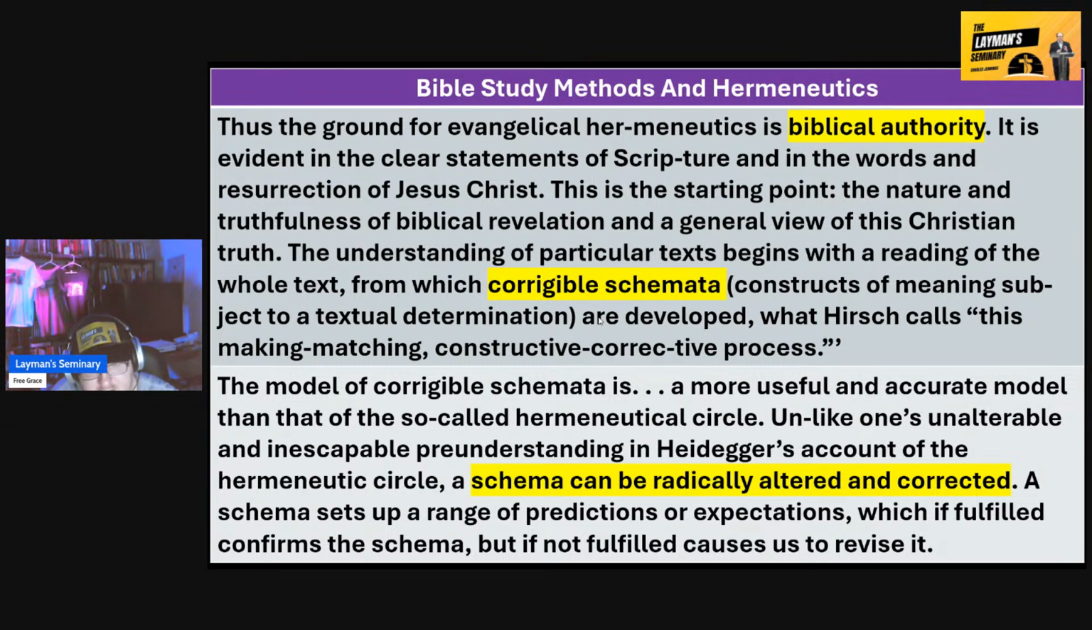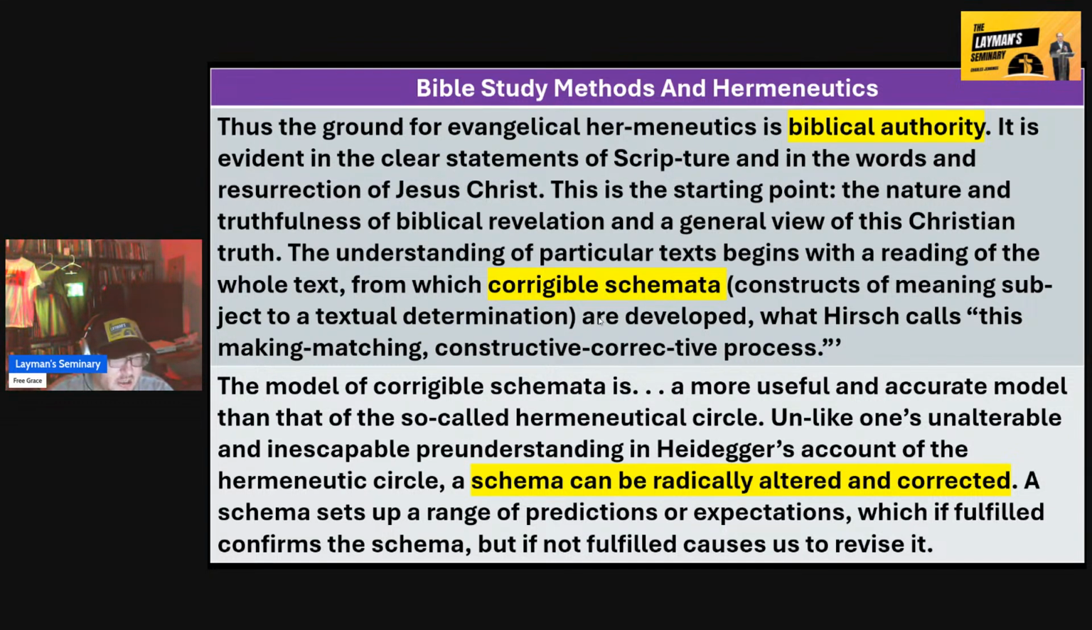So, a schema is like a pattern, a way of viewing things. For example, whenever a kid is learning about cars, every time they see a vehicle with four wheels on the road, they say, a car. But then the parents point out, no, that's a van. That's a truck. And so what happens is they alter their schema. And that's what happens in Bible study. You do have a pre-understanding. You have preconceptions. But each time you go back to the text, you can alter that schema.